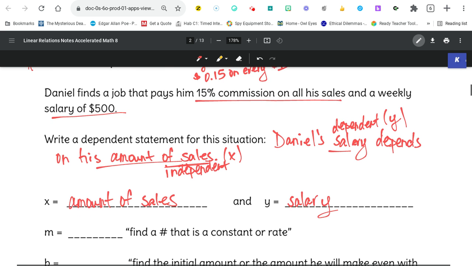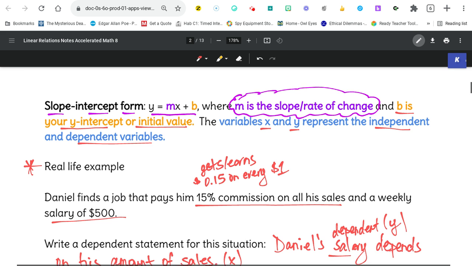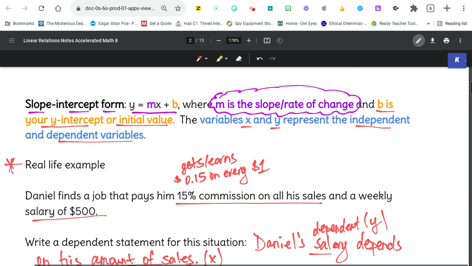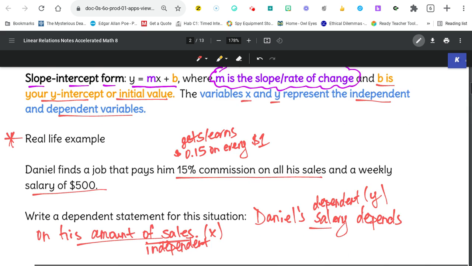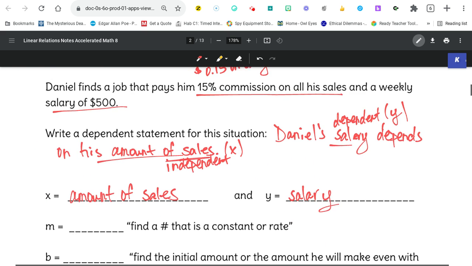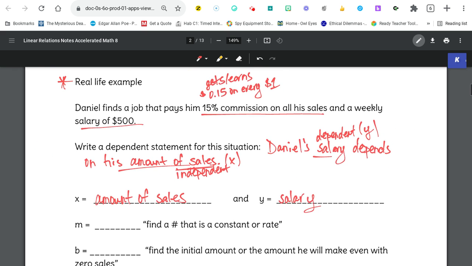All right, M. So let me tell you what M represents. It says slope or rate of change. That's what it says up here in purple, slope or rate of change. So I want you to think about it this way. Find a number that is a constant or a set rate, okay? Some set rate. Well, what's set in Daniel's pay? Okay, I know it's $500. That's set, but it's not a rate. It's not something that's happening per something else, okay?